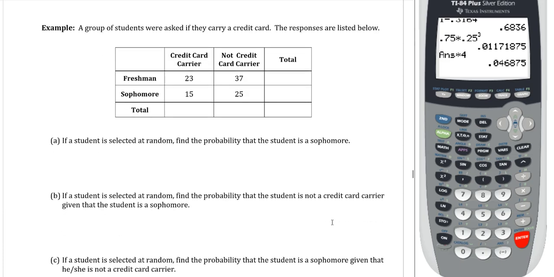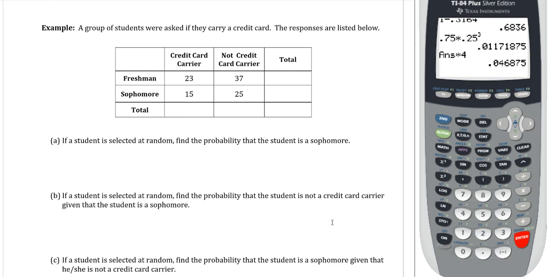Let's work with this one, a two-way table. Harkening back to chapter 4.4. A group of students were asked if they carry a credit card. The responses are listed below. So we have credit card carrier, not credit card carrier, and we have them split up into two groups, freshman and sophomore. So our two qualitative variables are level of education, freshman or sophomore, versus do they own a credit card.